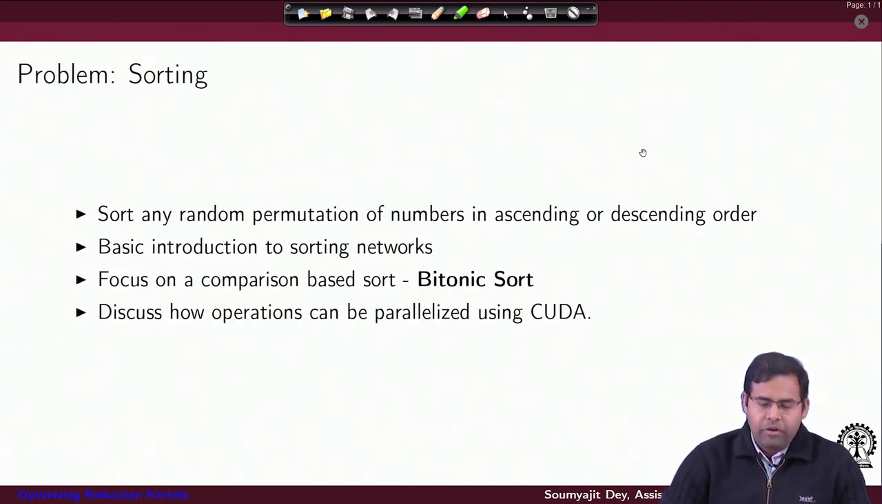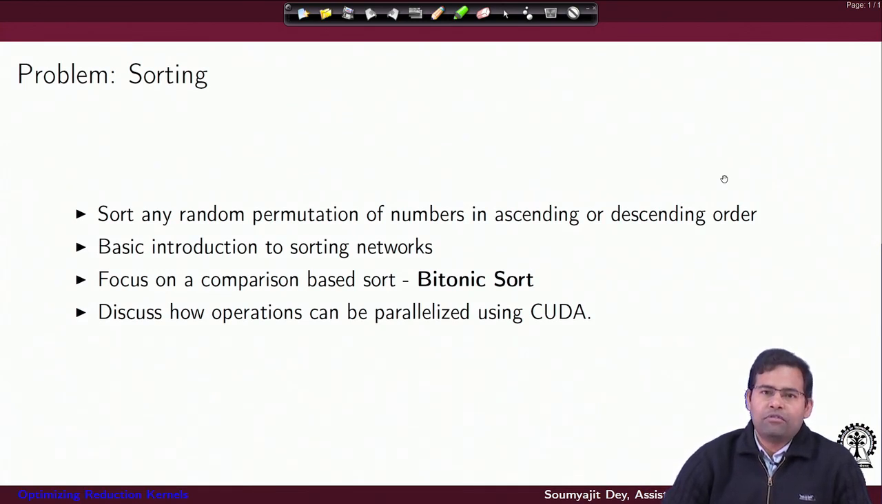So, when we are talking about Bitonic sort, the basic problem of sorting is you are given as input any random permutation of numbers, and you want to output a sorted set which is either ascending or descending with respect to their respective keys. As we know, there are a lot of well-known comparison based sorting algorithms. In this case we will be choosing some algorithm which is very well known for the amount of parallelization that it offers.